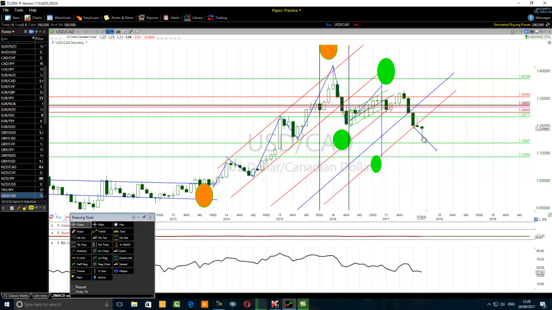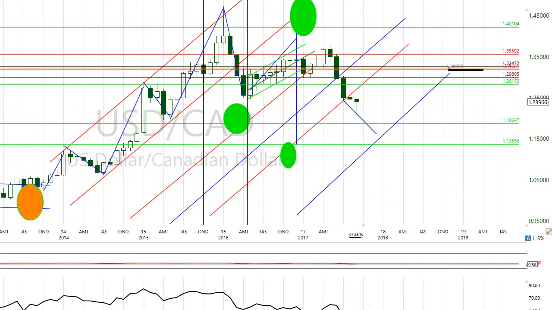Combining market geometry with FS trading, we will project that measuring stick one more time, and then we will draw another line that is parallel to those red channels.